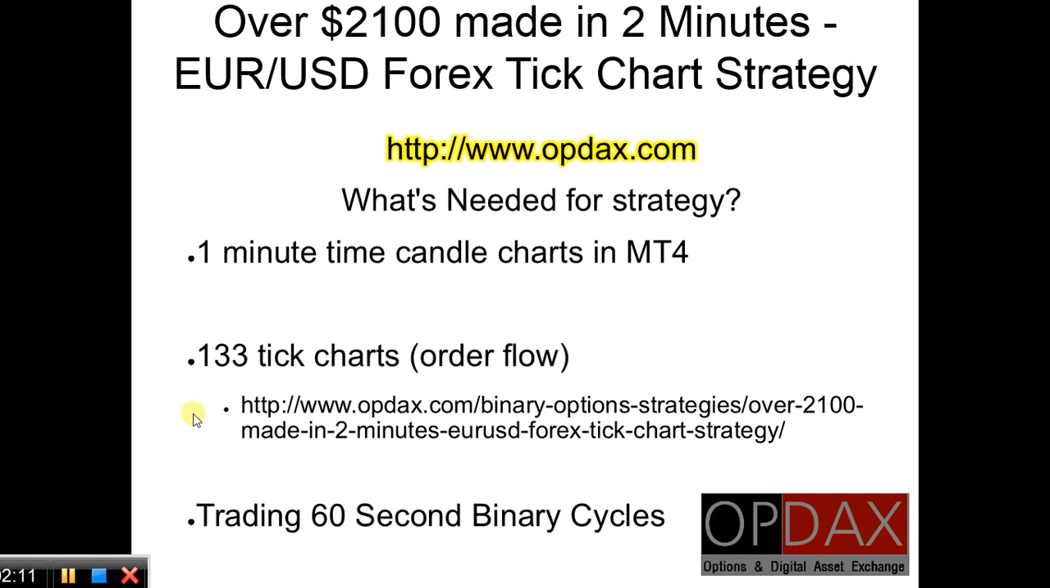You're going to need to install a plugin for tick charts. We're going to be using 133 tick charts, which is going to show you the order flow. You can see here's the link right here for instructions exactly how to download it. And obviously you're going to need to have a binary options broker. We're going to be trading with TradeRush. All right, so let's get to the strategy here.